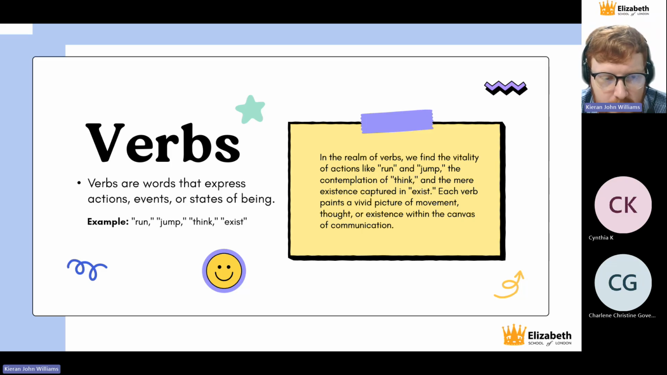It may seem like they're quite different. Run is an action, whereas think is something that doesn't really have an action to it. Run and jump are more actions, whereas think and exist are more state.